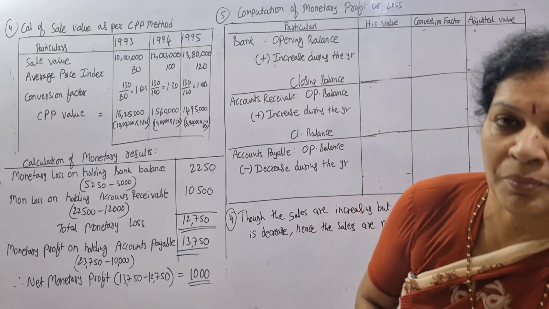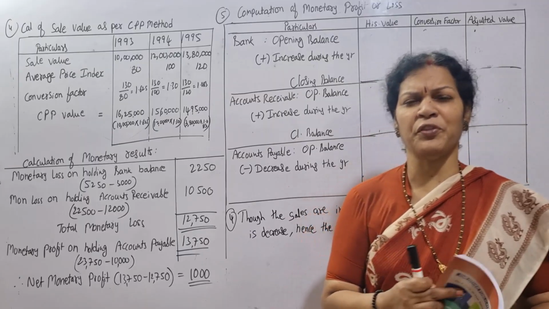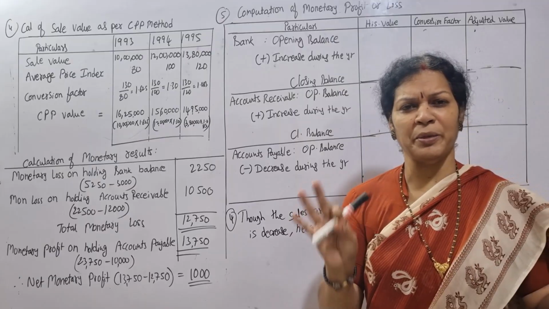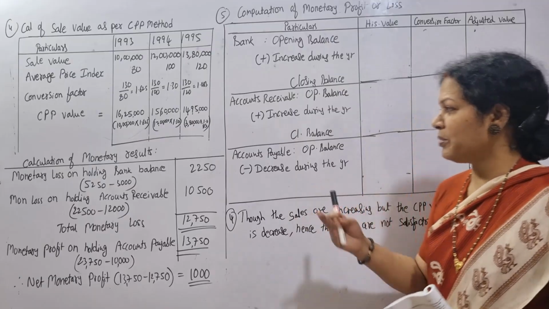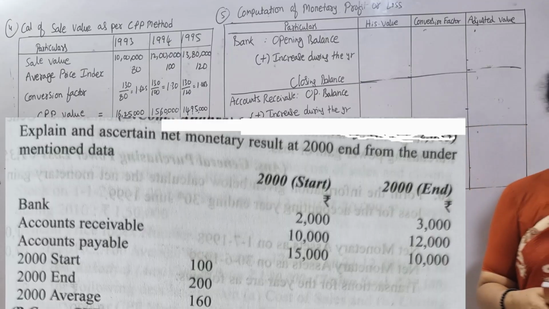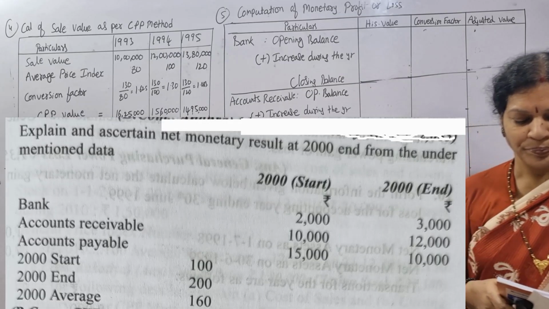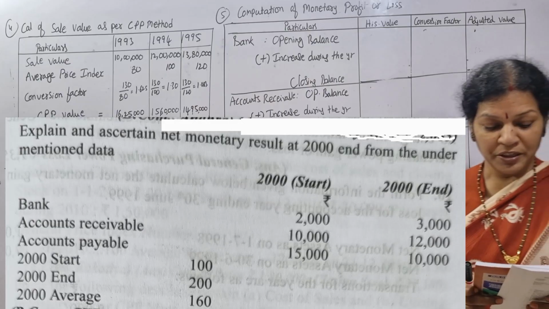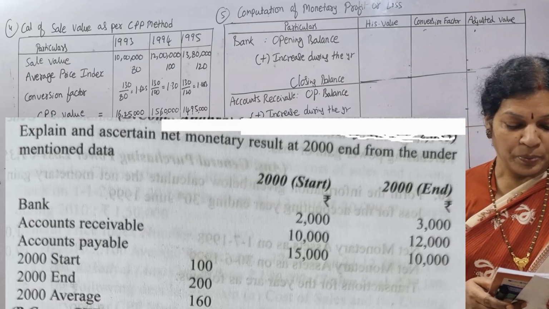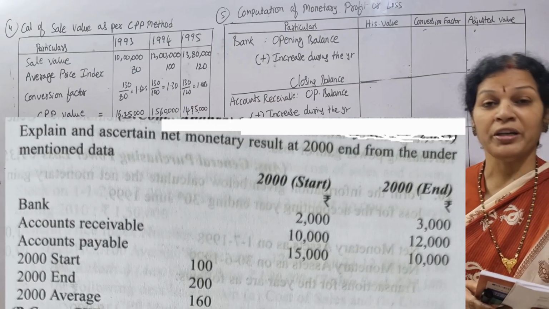No confusion at all. Now next we'll go to the next problem. Very important problem. Just focus on this problem. If you understand this problem, any problem you can work out. Problem is given on the desktop. You can note down or take a screenshot. Let me read this problem first. Explain and ascertain net monetary results.